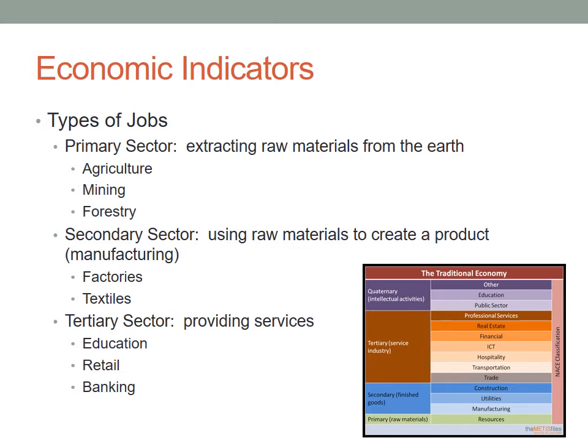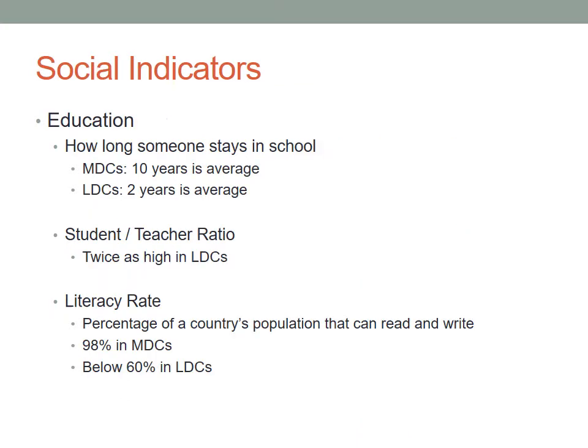Another economic indicator is the types of jobs. Remember, primary, secondary, and tertiary sectors. The primary sector extracts raw materials from the earth. The secondary sector makes products; it manufactures and constructs products. And the tertiary, or service sector, sells products. Countries that are LDCs today have most of their jobs in the primary sector. Countries that are NICs have most of their jobs in the secondary sector, and countries that are MDCs have most of their jobs in the tertiary sector.